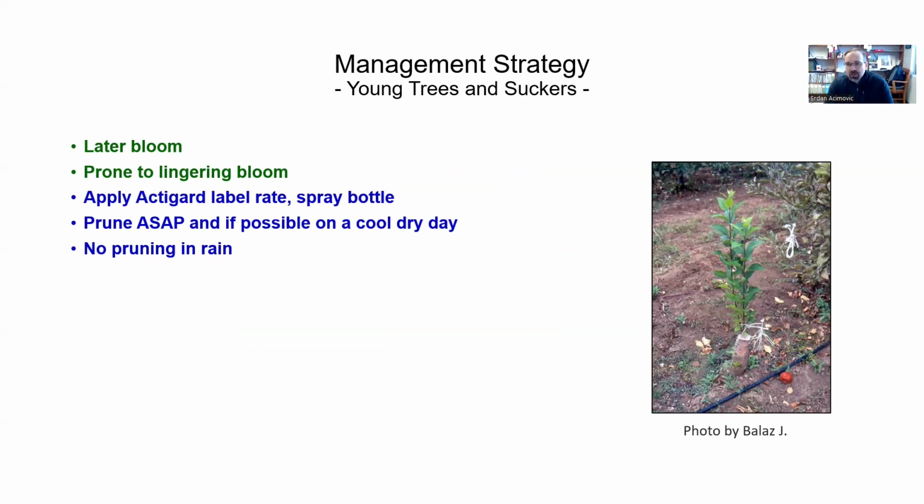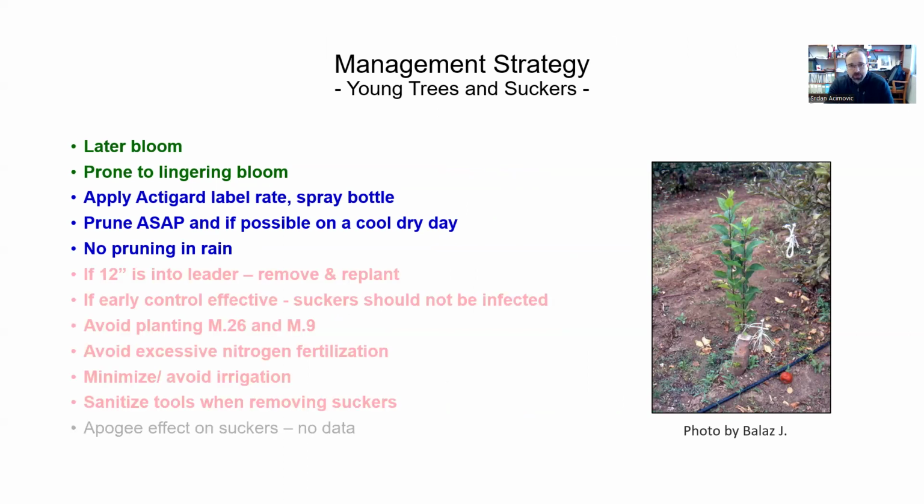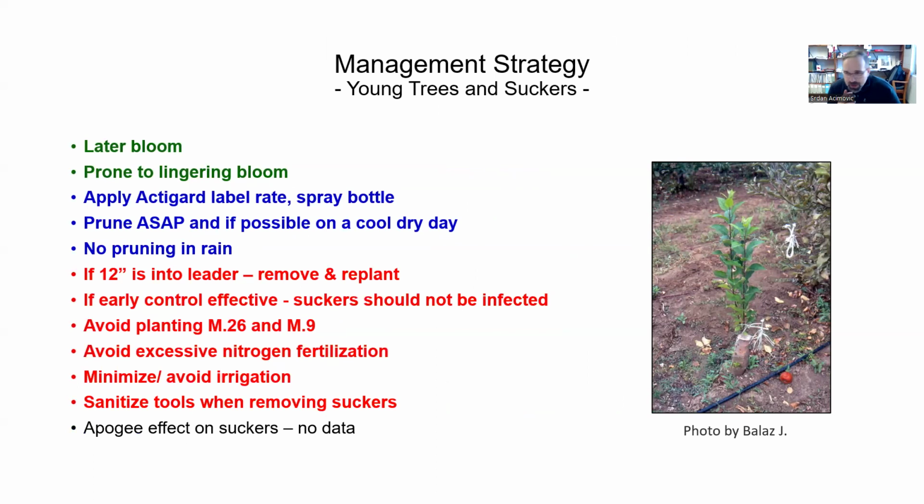But in general, on young trees, there's a high chance that the pathogen has moved really far down into the rootstock and can kill the whole tree. If you see the symptoms in the leader of the tree, you can try to cut the leader and maybe regrow a shoot. But many times what is necessary is to just remove and replant, because it's likely that the pathogen is going to linger there and eventually kill the whole tree.